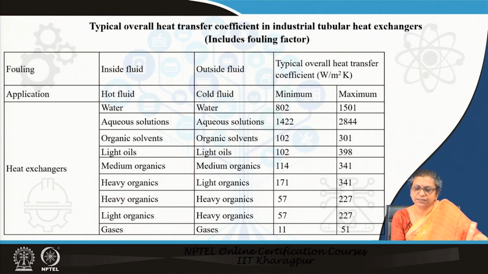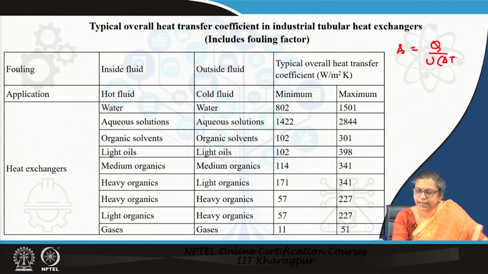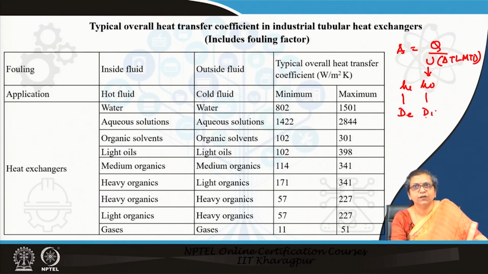Well, the only one thing that is left is that initially I had mentioned that when you want to find out A, this is Q by U delta T LMTD, right. Now, to find out U, you have to find out hi, ho. To find out hi, ho, you need to know the De, Di, etc. To start with, you do not know anything. So, how do we start the design? This is an iterative process. To find out A, you need U. To find out U, you need A. So, how to do it?